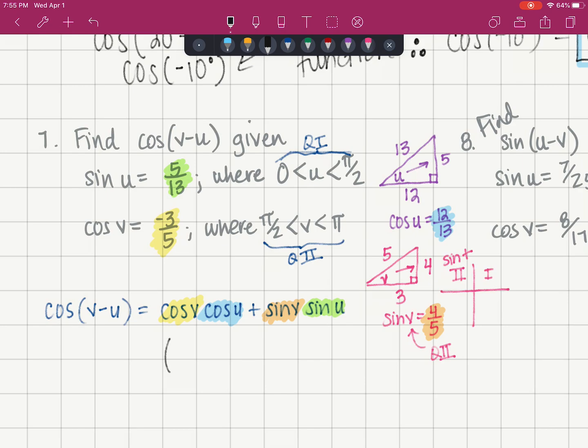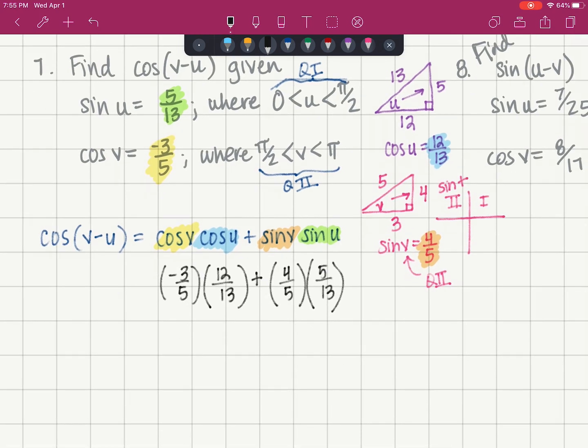So guess what? We're just going to plug all these values in. The cosine of v is negative 3/5. The cosine of u is 12 over 13, plus the sine of v is 4 over 5, and the sine of u is 5 over 13. Color coding really helped me find those fractions pretty quickly. So that's why I was able to go so quick on that.